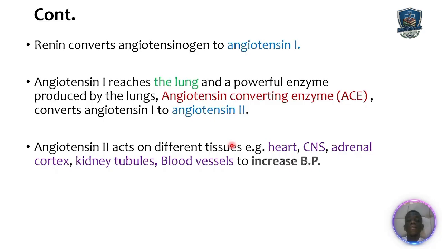Our first organ, there is the heart. It will act on the central nervous system. A specific area in the CNS will be acted upon by our angiotensin 2. It will also act on our adrenal cortex. It will act on our kidney tubules and also act on the blood vessels with an aim of increasing the blood pressure. Now you're going to look at how angiotensin 2 works on these organs and how it impacts these organs to increase the blood pressure.